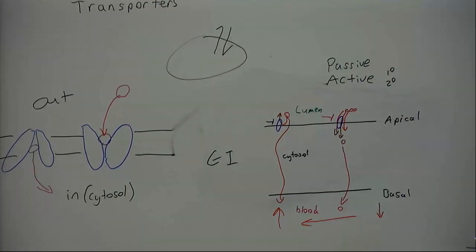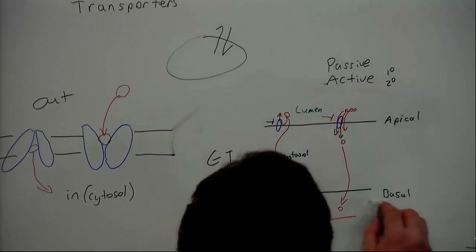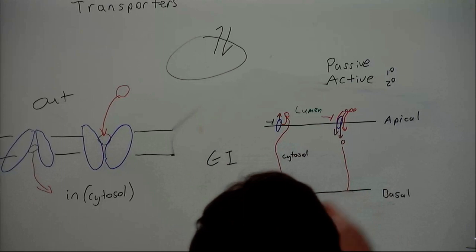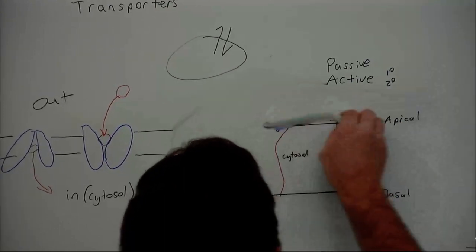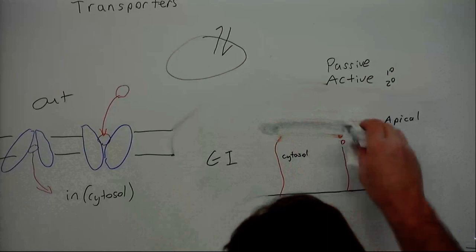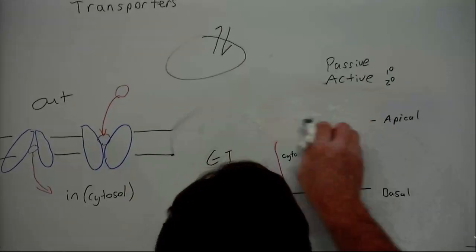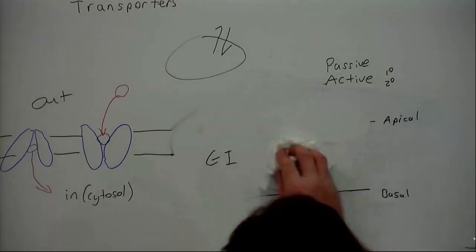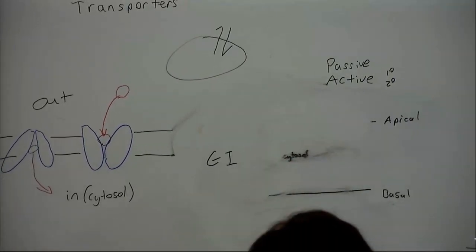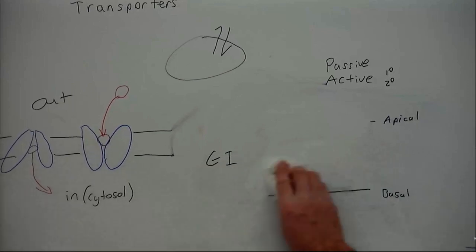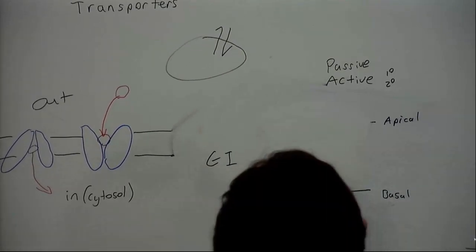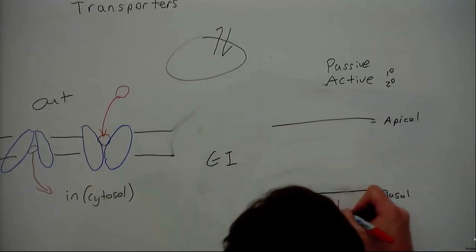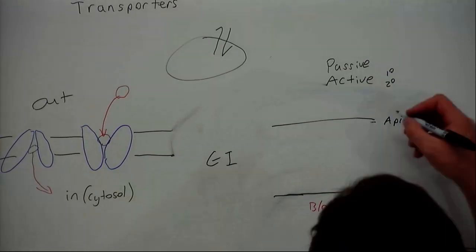Now, one thing that we'll note is that the basal side of transporters is always blood. And the apical side is always a lumen. So in the GI tract, that's the inside of your intestines. Sorry, let me get this cleaned up here. So we have our basal and our apical, and this is always going to be blood, and this is going to be lumen.